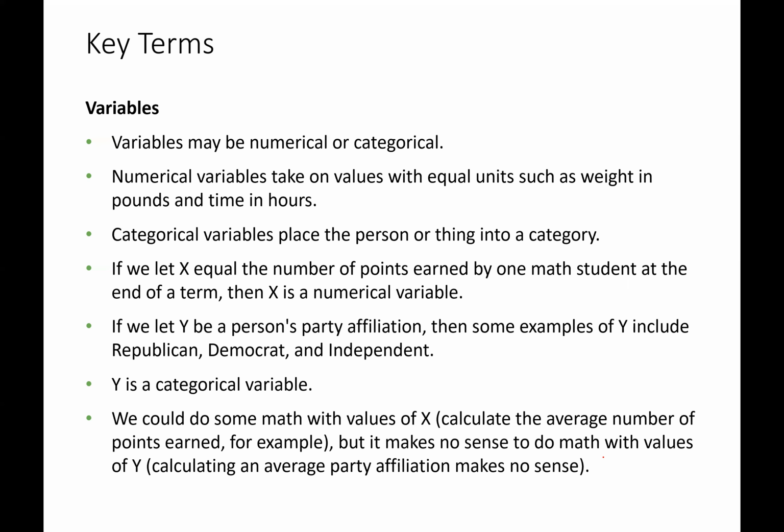It doesn't make sense to find the average of party affiliation. As soon as you say, I'm going to find the average number of Democrats, what have you done? You've changed your variable from categorical to numerical. As soon as you say, I'm going to count the number of Democrats and find the average, you've made it numerical.